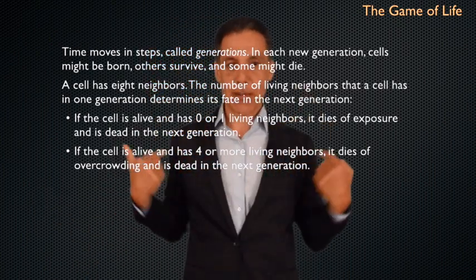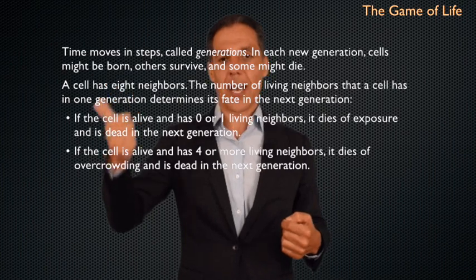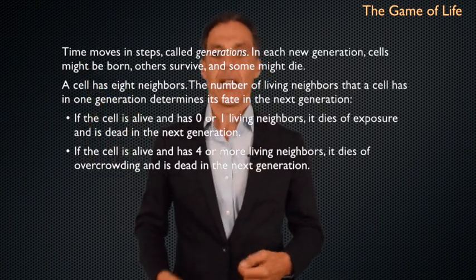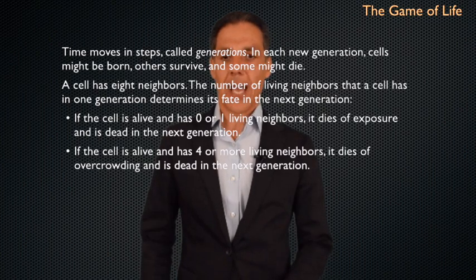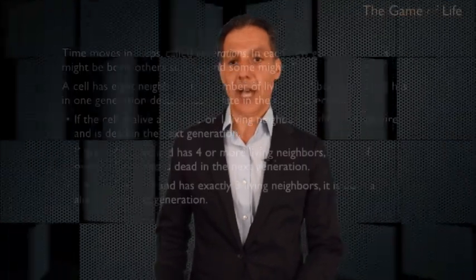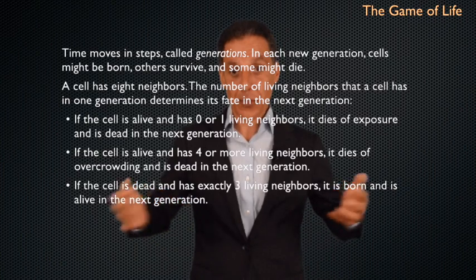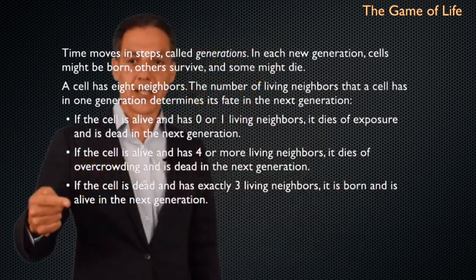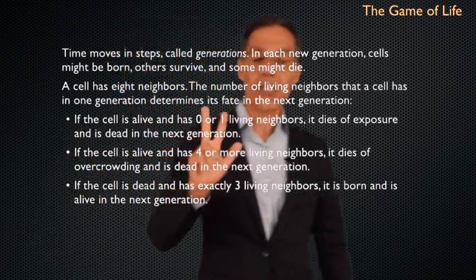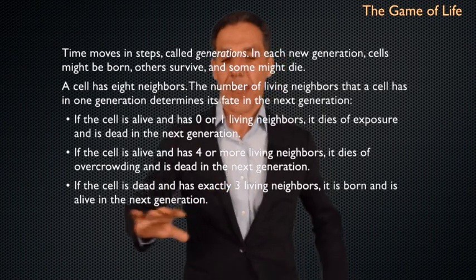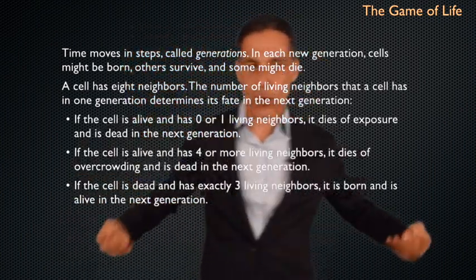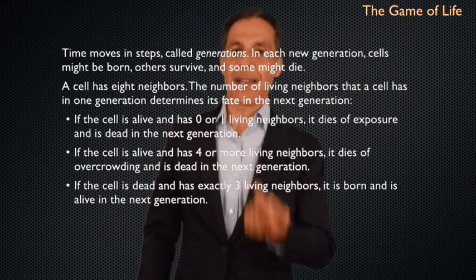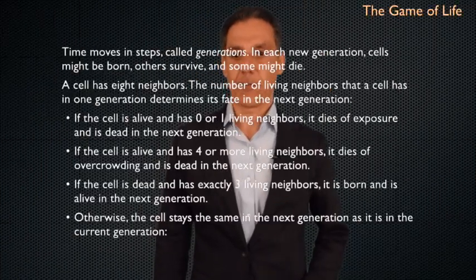So look at my 8 neighbors, 0 or 1, I'm alive, then I die. If it's 4 or more and I'm alive, then I die as well. Now obviously the game's not interesting if all you can do is die. There must be rules to be reborn. So if the cell is dead and has exactly 3 living neighbors, then it's the sweet spot. You're not overexposed, you're not overcrowded, and you are reborn, and you are alive on the next generation.